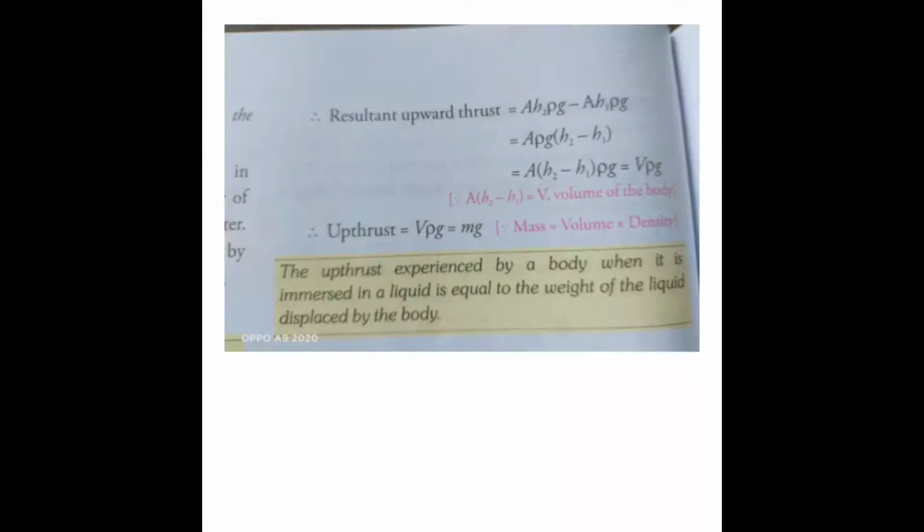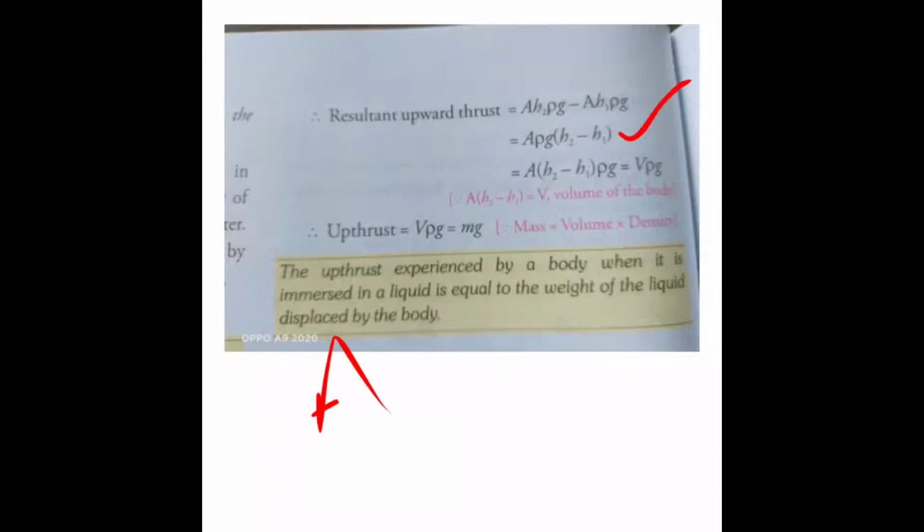Just now I told you the force exerted in the upward direction is more than the force exerted downwards, right? As h2 is greater than h1, so A h2 rho g is greater. So here you can say F2 minus F1. F means P into A, P is h2 rho g into A, that means A h2 rho g, minus A h1 rho g. Taking A rho g common, where rho is the density of the liquid, we get h2 minus h1.